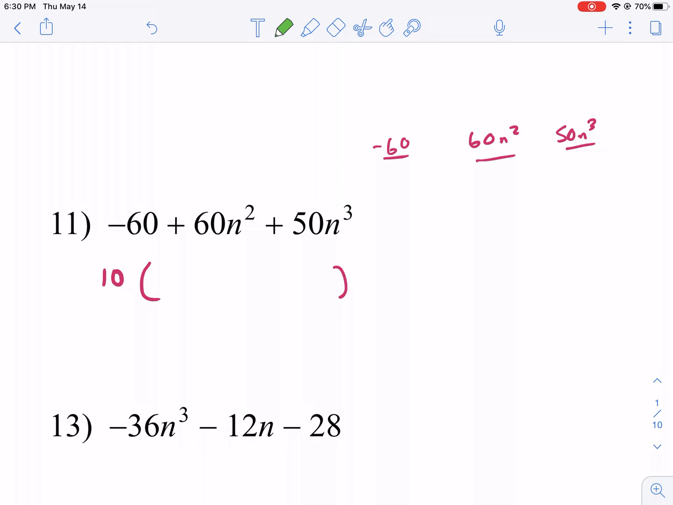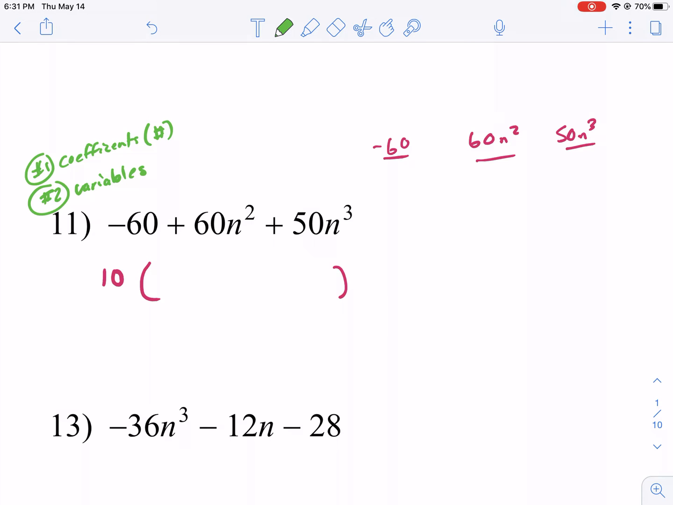I always like looking at number 1 for factoring. Number 1, I look at my coefficients. That's the numbers. And then number 2, I look at my variables. Okay, that's kind of the progression that I use.